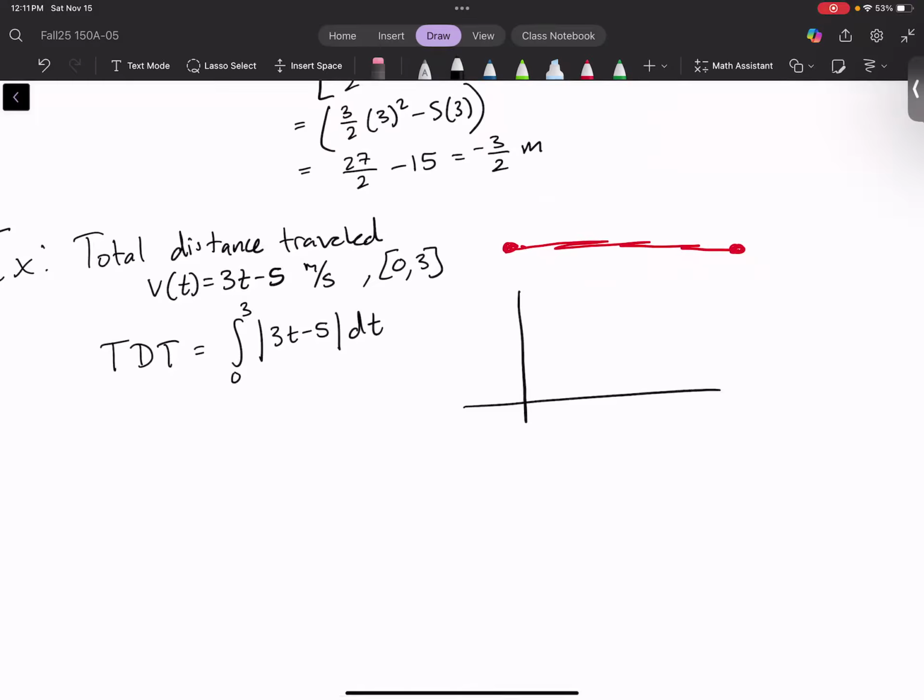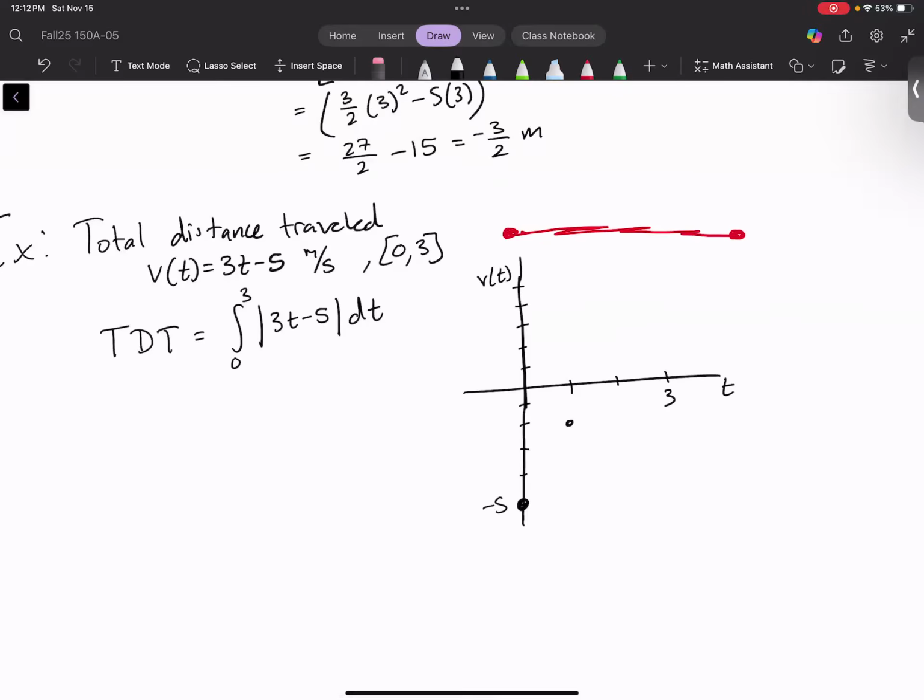So we're doing the interval 0 to 3. So this is my t-axis, and then my v of t-axis is my function. So it's got a y-intercept of -5. So let's call this -5, -4, -3, -2, -1. Okay. And that's got a slope of 3. So it goes up 3 over 1, 1, 2, 3, 4, 5. 1, 2, 3 over 1. Okay, so this is my velocity.